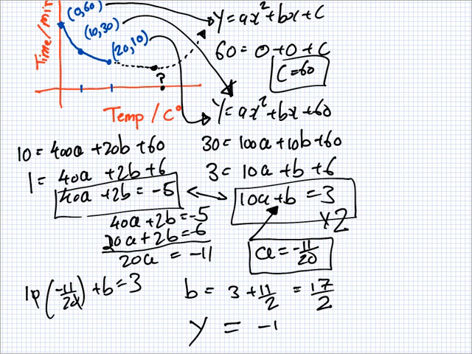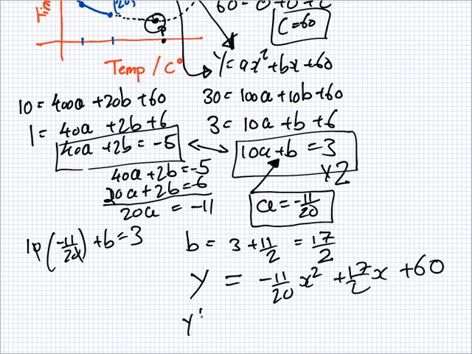Anyways, no matter, we'll continue with our calculations, pretending everything is okay. So a is minus 11 over 20 x squared. b is, what did we say b was? 17 over 2x. And c is 60. Okay, I don't know why it's negative, but anyways, we'll continue. We want to find the turning point. So how do I get the turning point here?